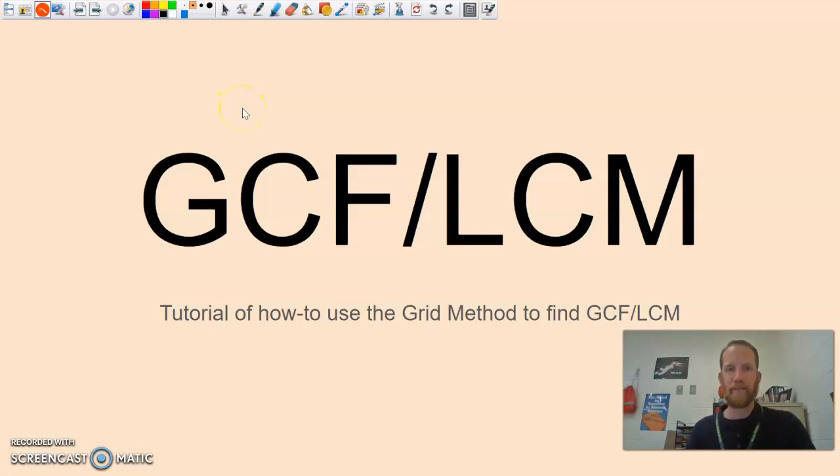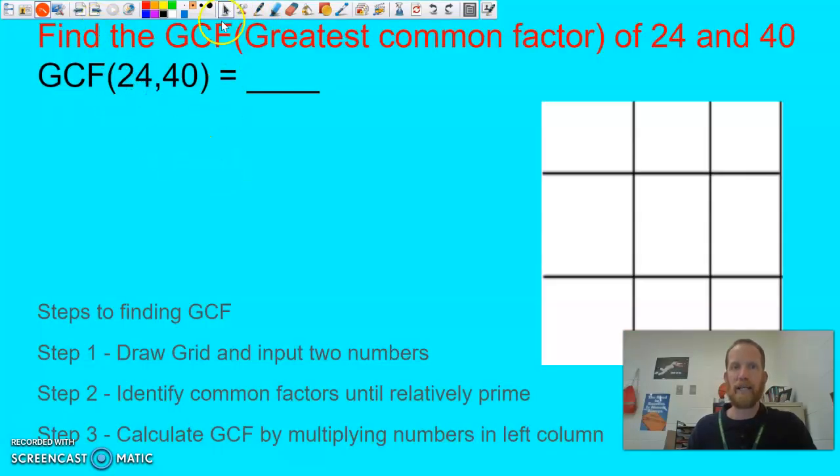Hi, Mr. Vanderwall here. I'm going to do a quick tutorial on how to find the greatest common factor and the LCM using the grid method. This is something that you can look back at later on if you need to review how to find GCF and LCM. So the first thing that we're going to do is find the GCF, or the greatest common factor, of 24 and 40.